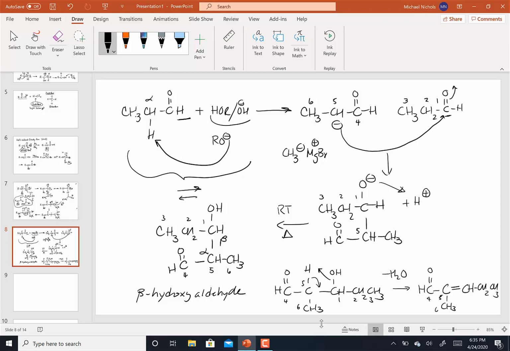So 4, 5, 6, 1, 2, and 3. Carbon 5 is now the alpha carbon, and carbon 1 here is now the beta carbon, and then 2 would be gamma and delta. What I just made was an alpha beta unsaturated aldehyde in this case, unsaturated meaning double bond.